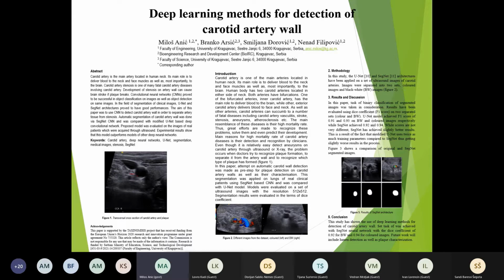So to conclude, this study showed the use of deep learning methods for detection of carotid artery walls, and the task was achieved using both SegNet and UNet, even though SegNet achieved slightly better results. At the end, we came to the conclusion to use UNet-based networks for future work, for lumen detection and plaque characterization.